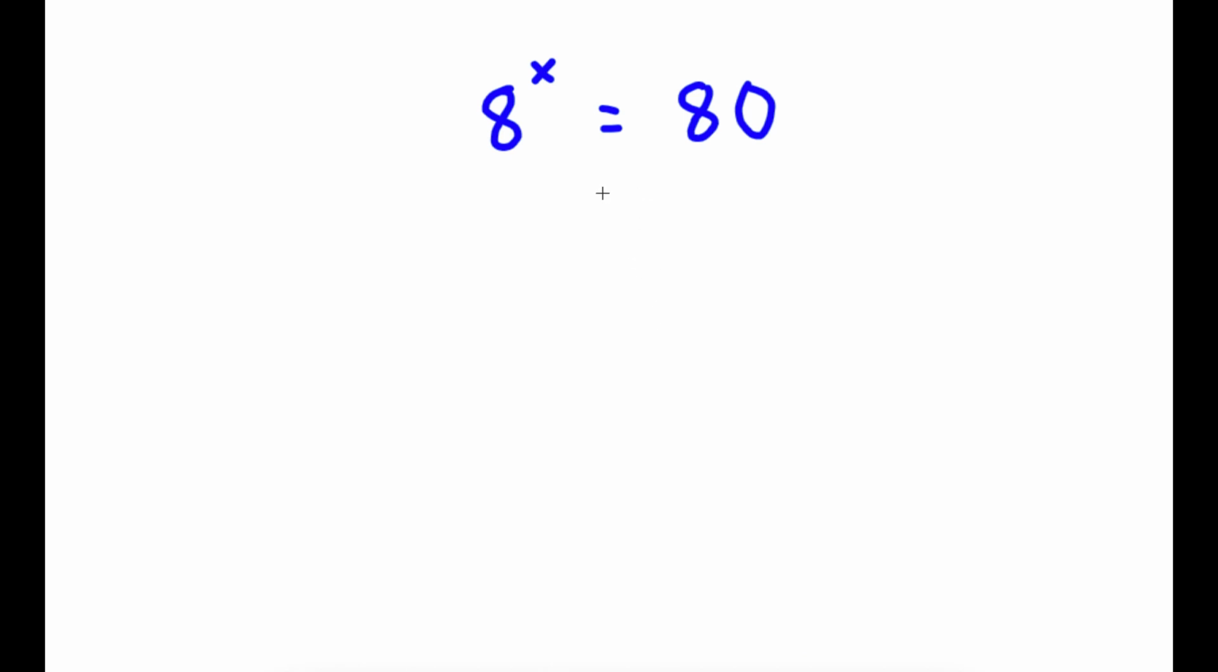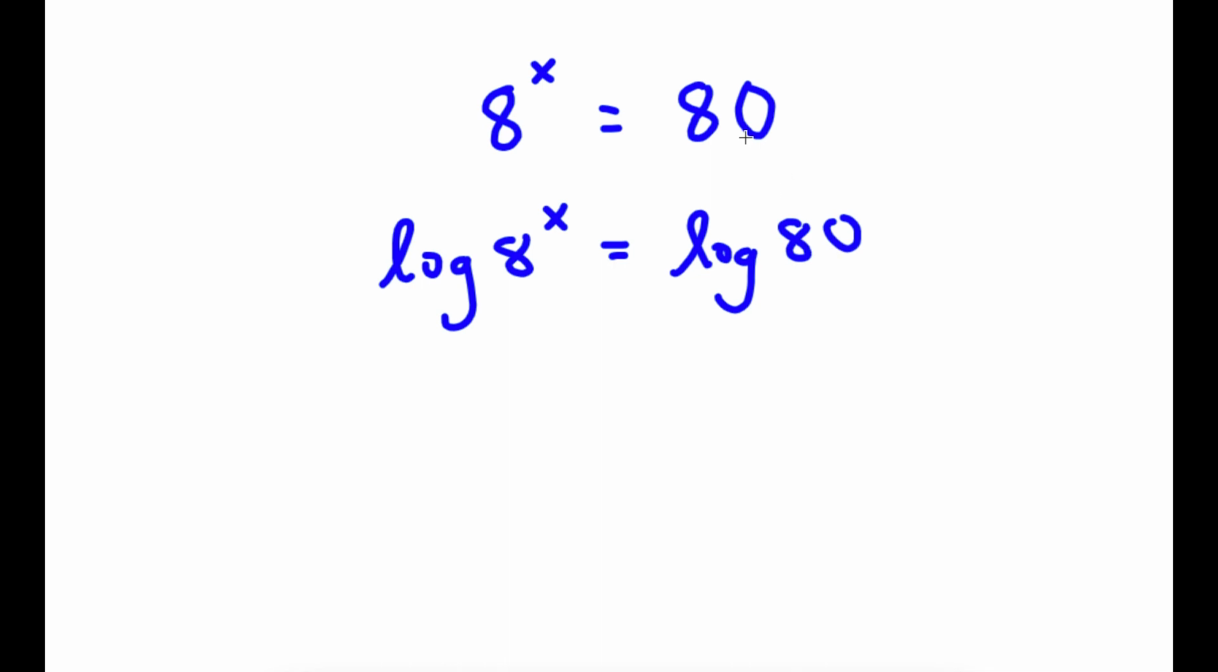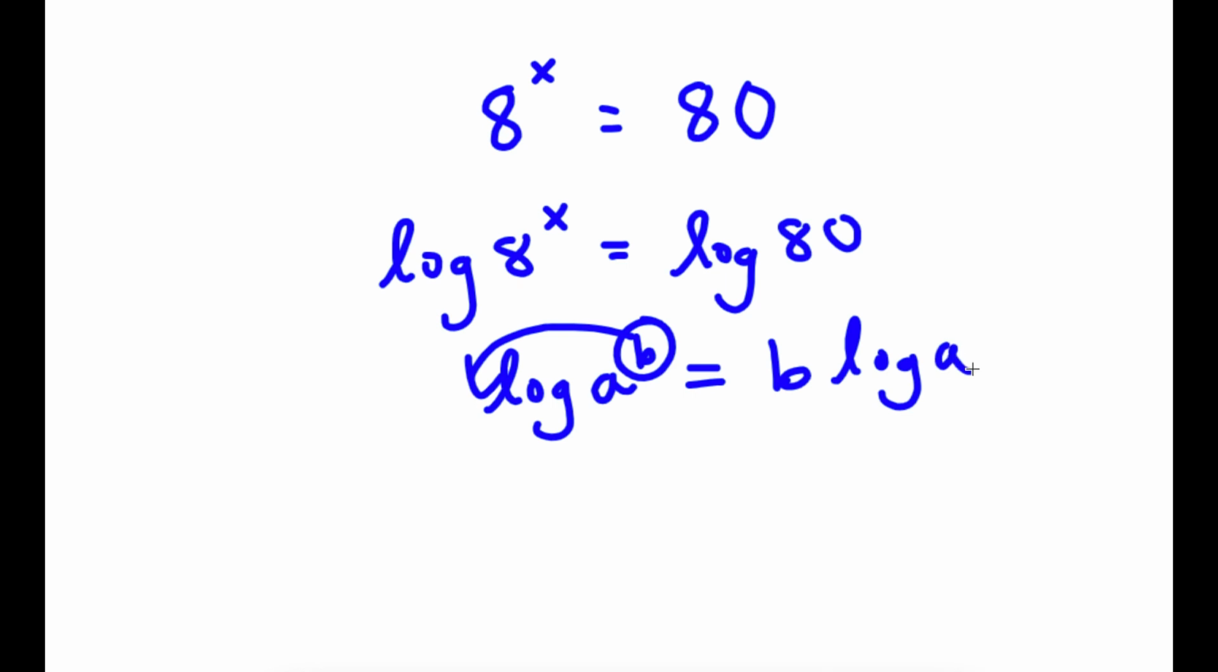Alright, so in this problem, I have 8 to the power of x is equal to 80. So to solve this, I'm going to first start by taking the log on both sides. So now I have log of 8 to the power of x is equal to log 80. Now if I have something in the form log a to the power of b, I can move this exponent b to the front. So this is going to equal b times log a. So in this case, I have log 8 to the power of x, so I can move x here to the front.